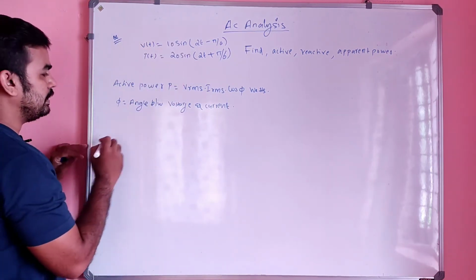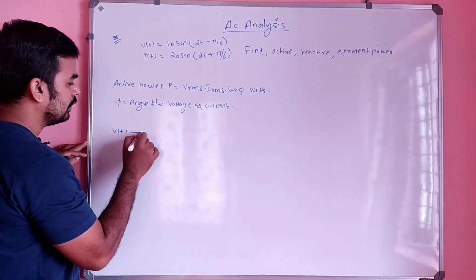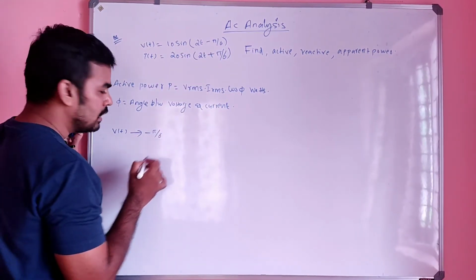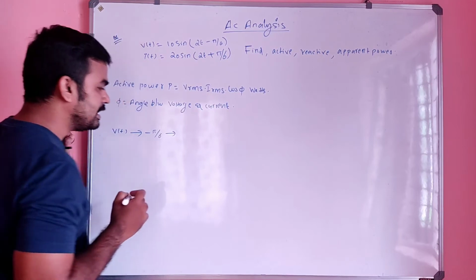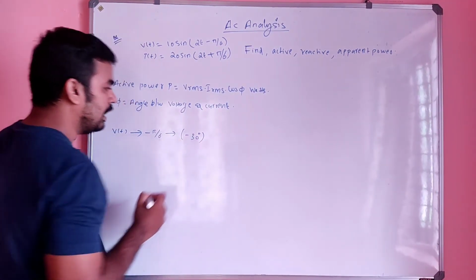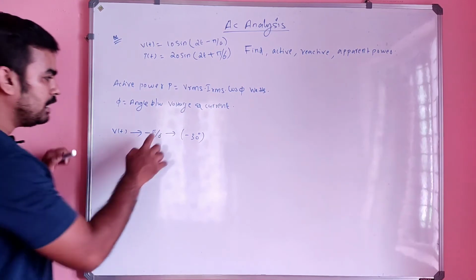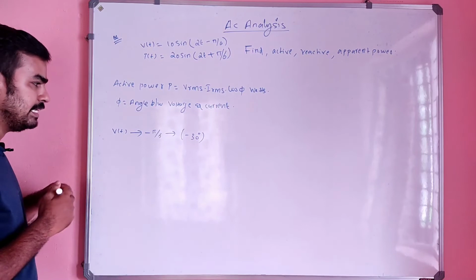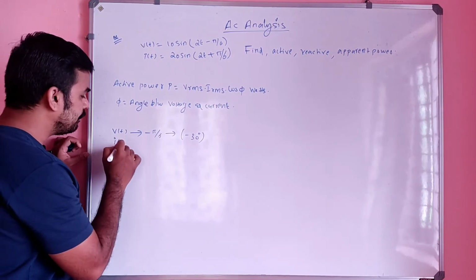See, take V of t. In V of t, it is minus pi by 6, right? Minus pi by 6 means minus 30 degrees. Am I correct or wrong? Pi by 6 means pi is 180 divided by 6, which is 30. So minus 30. And what about I of t here?